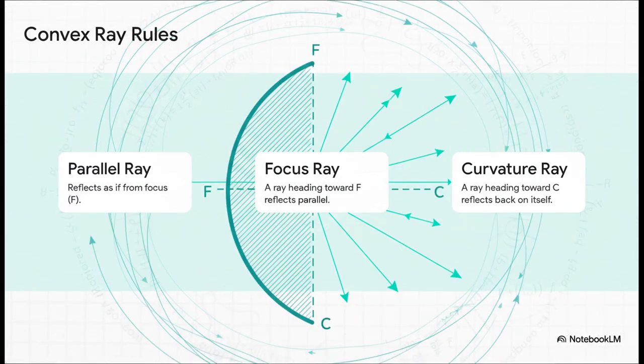Now for convex mirrors, the rules are kind of the same, but everything happens as if it's originating from behind the mirror. A parallel ray reflects away, but if you trace it back, it looks like it came from the focus. A ray aiming for the focus bounces off parallel. It's all about where the light appears to be coming from, and that is a crucial difference.